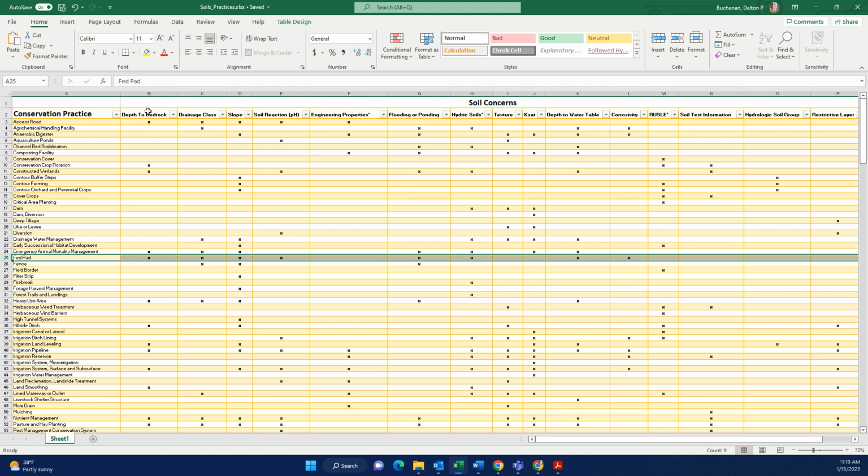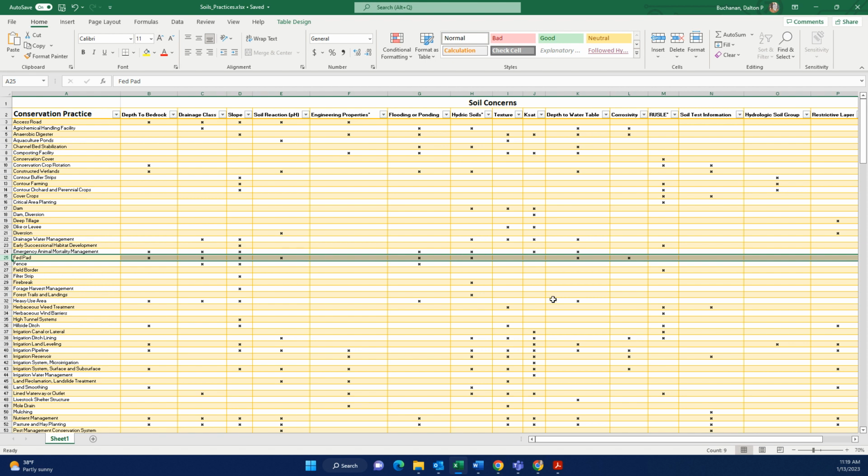I need to know the depth of bedrock. I need to know drainage class. I need to know slope. I need to look at soil reaction or pH. I need to be looking at flooding or ponding. I need to be looking at hydric soils. I need to look at the depth to water table, and I need to look at corrosivity.